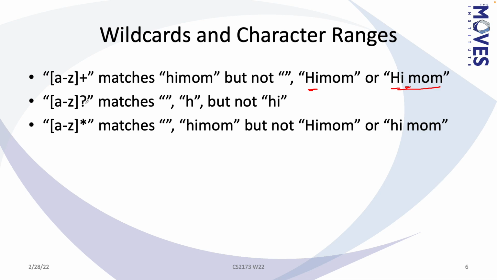Remember, the question mark is either there or not. So question mark after A through Z will match the empty string, because that says if it's not there, it's not there. And it'll match, say, H, but it won't match "hi" because there are two of them. It says 0 or 1. Whereas A through Z star matches the empty one because nothing can be there. It'll match "himom" and any sequence of nothing but lowercase letters, but it won't match this because of the uppercase, and it won't match this one because of the space.